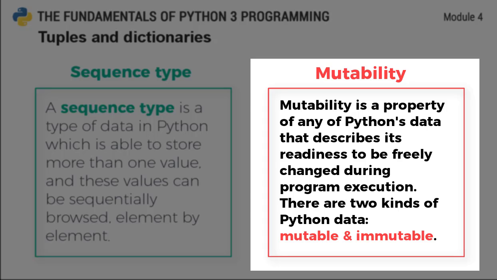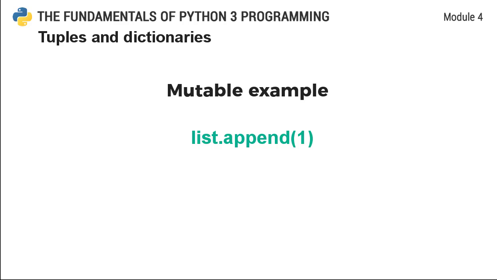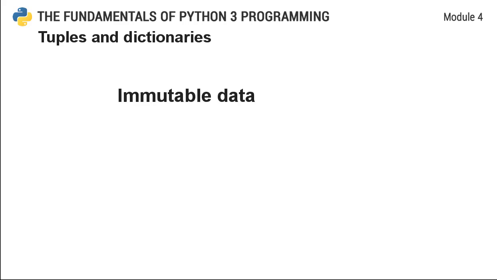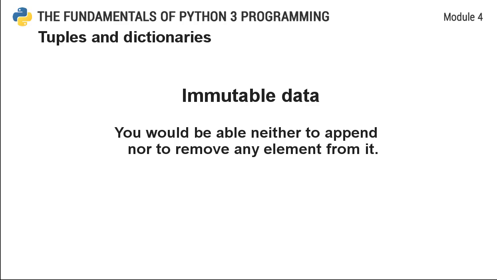Mutable data can be updated at any time. For example, the following instruction modifies the data directly in place. Immutable data cannot be modified in this way. Imagine that a list can only be assigned and read over. You will be able neither to append nor to remove any element from it. This means that appending an element to the end of the list will require the recreation of the list from scratch. You would have to build a completely new list consisting of all the elements of the already existing list plus the new element.